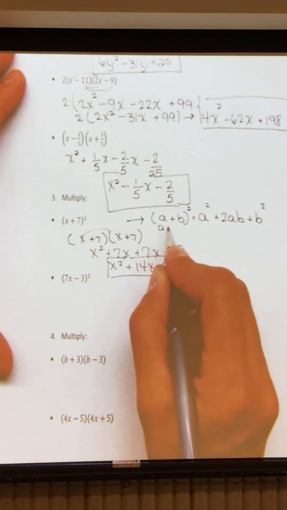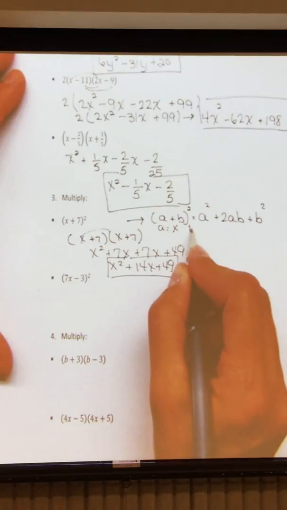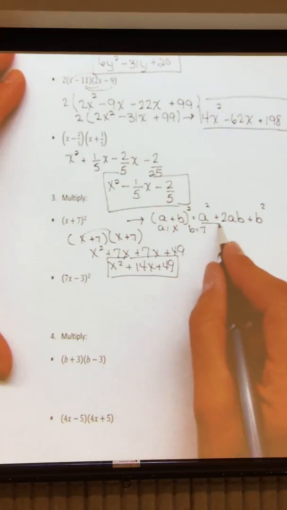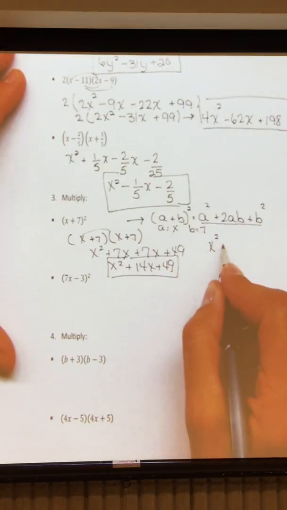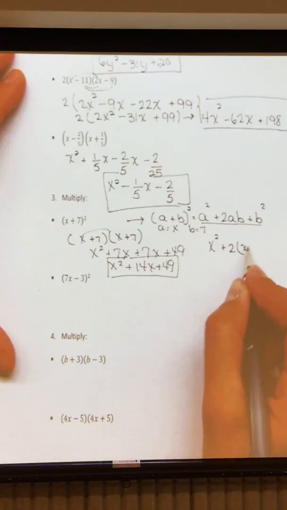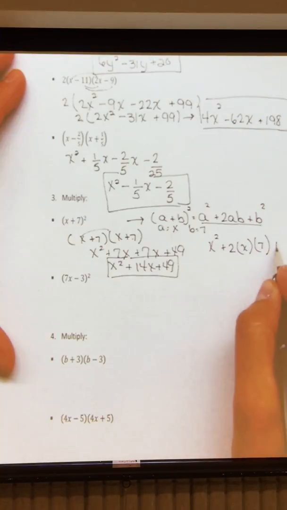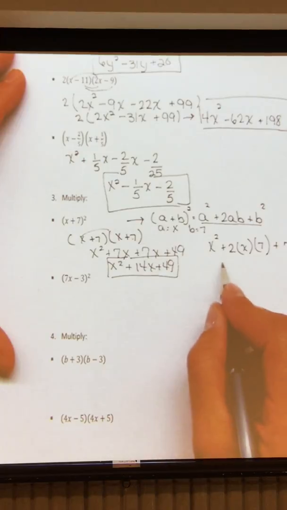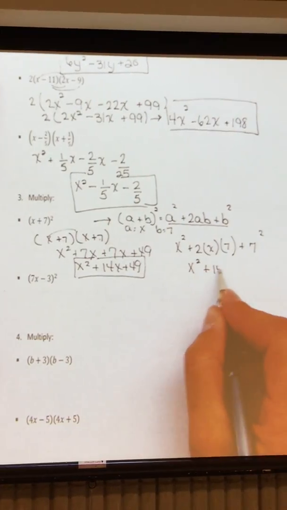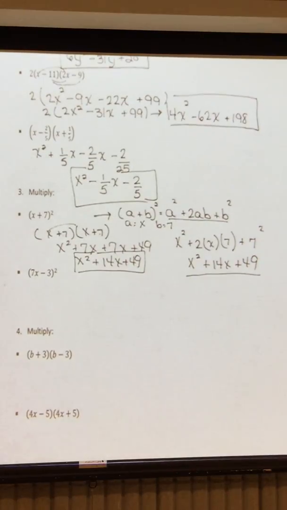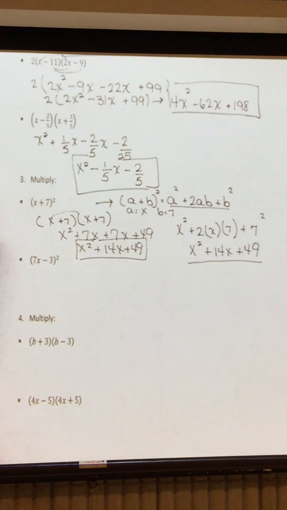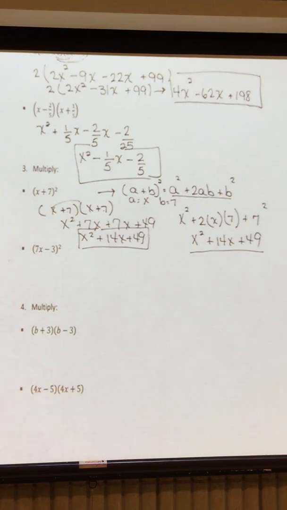Here we have our a is x and our b is 7. So using our rule, we have a squared, which is x squared plus 2 times a times b plus b squared, which is x squared plus 14x plus 49. And here you come up with the same answer as you would FOILing.